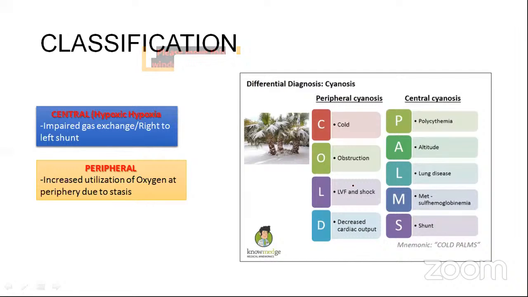So now we know what is cyanosis and why cyanosis occurs: either abnormal hemoglobin, or the quality of the hemoglobin is lost, like methemoglobin and sulfhemoglobin. And we know the central and peripheral cyanosis.